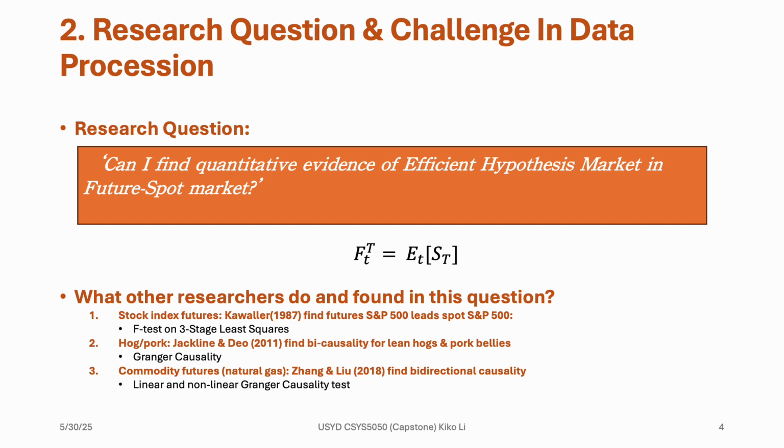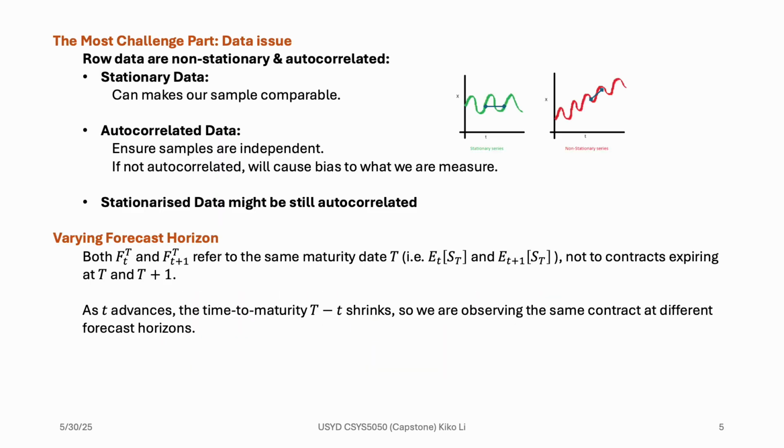Some researchers have done similar studies on this topic. Cavella in 1987 used an F-test on three-stage least squares on S&P 500 spot and future prices and found futures lead spot. Jacqueline and Dell found bidirectional causality in Lin Hong and pork bellies in Indian markets by using Granger causality. Zhang and Liu found bidirectional causality in CME natural gas as well, by using linear and nonlinear Granger causality tests. Now, I want to flag 2 key data challenges in this research.